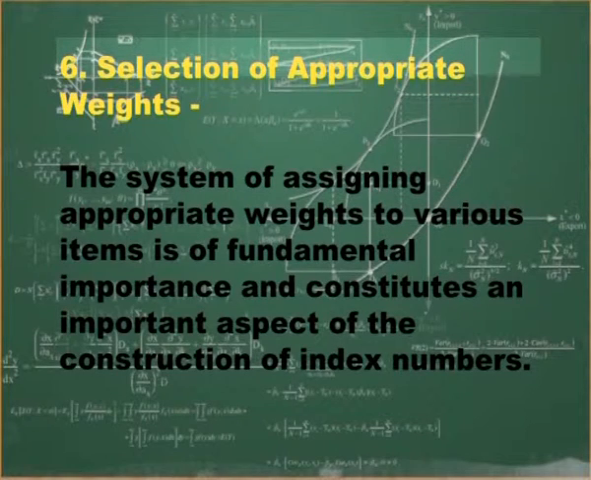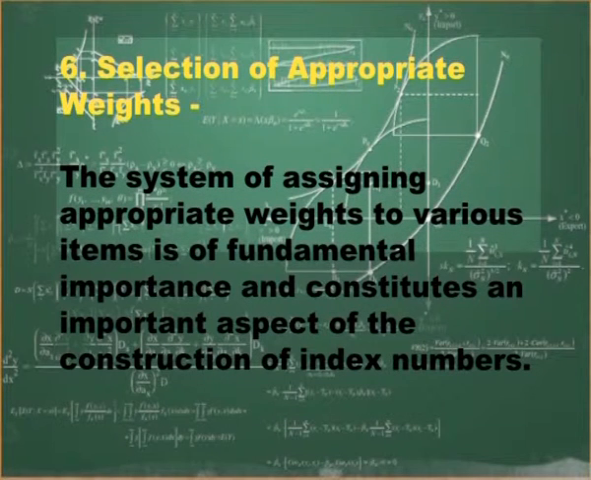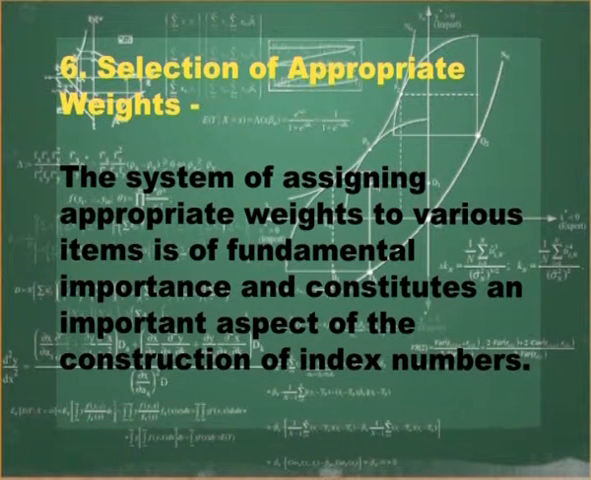Now let's come to the sixth one, selection of appropriate weights. The system of assigning appropriate weights to various items is of fundamental importance and constitutes an important aspect of construction of the index numbers. Most of the index numbers are obtained after assigning appropriate weights to different items, keeping in view their relative importance in the group.